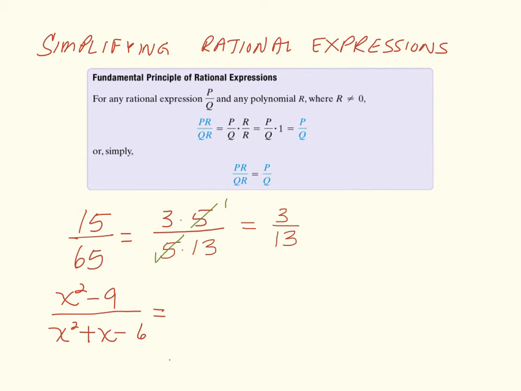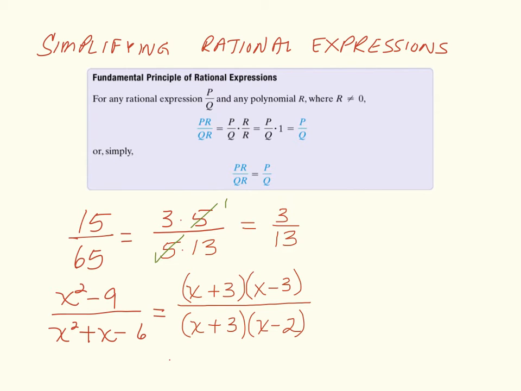So the same thing works when you are trying to simplify a rational expression that has polynomials in it. Look at this next one, x squared minus 9. That's a difference of two squares. So if you factor it, x plus 3 times x minus 3. Then if you factor the denominator, we look for two numbers that multiply to -6 and add to +1. So that's going to be plus 3 minus 2.